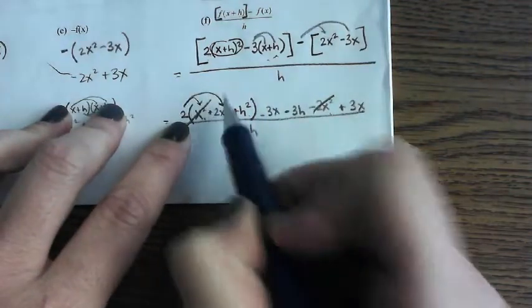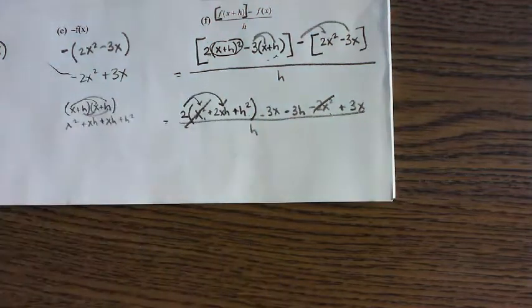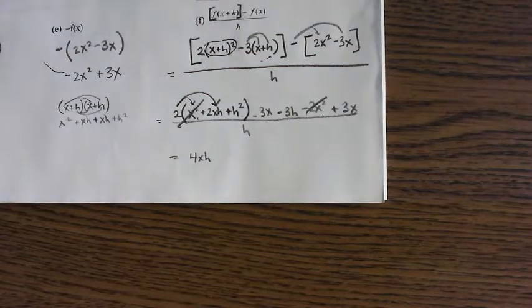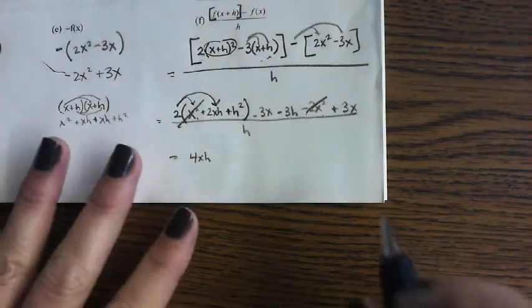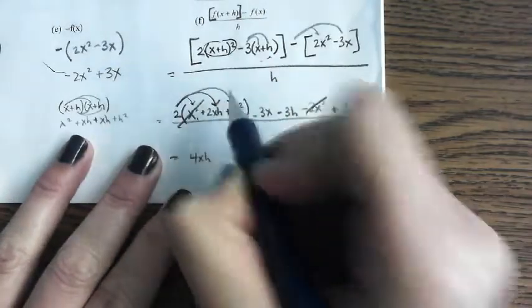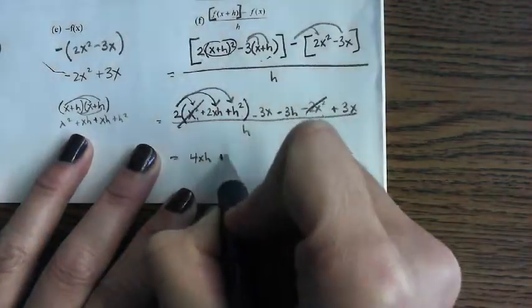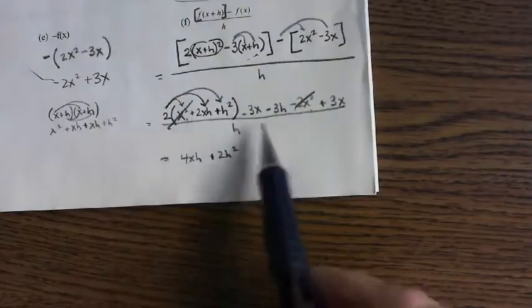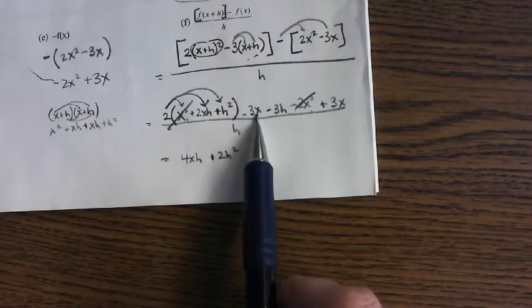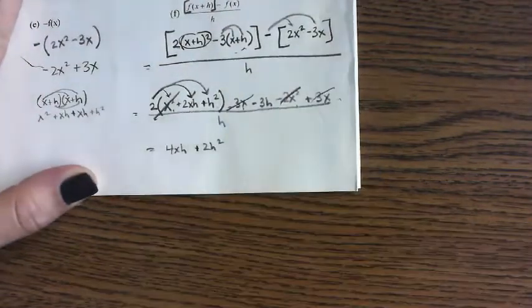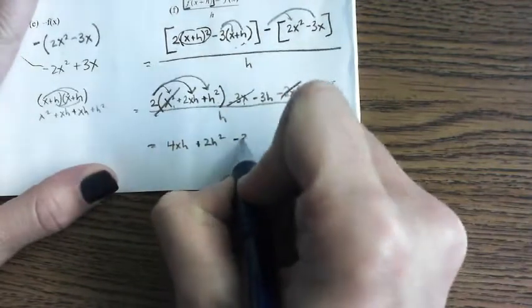Then we have a 4xh. Are there any other xh terms? No, so that's just 4xh. There's h terms, there are x terms, but there's no xh terms other than that one. And then I have plus a 2h squared. Any other h squared terms up top? So I'm done with that too. Now minus 3x, any other x terms up top? Yeah, minus 3x plus 3x will cancel. And then I just have a minus 3h.